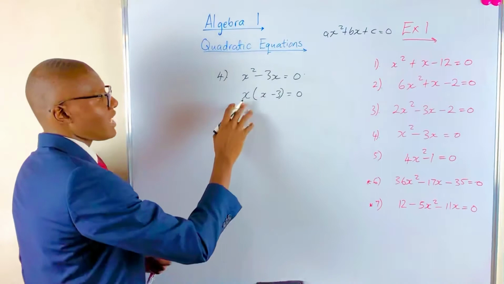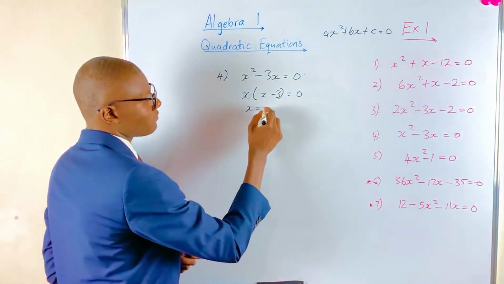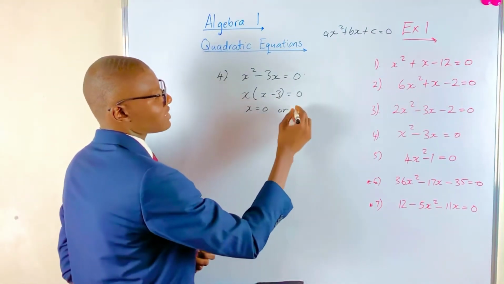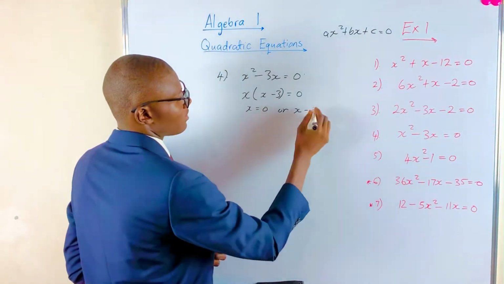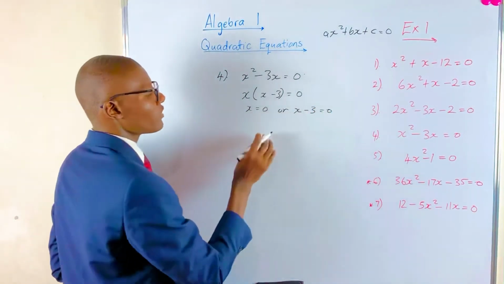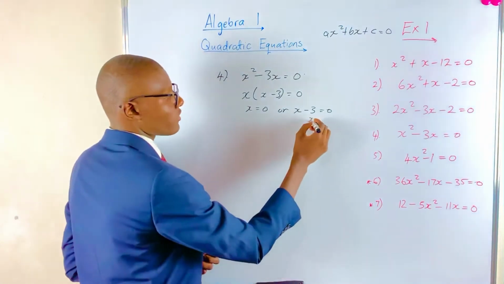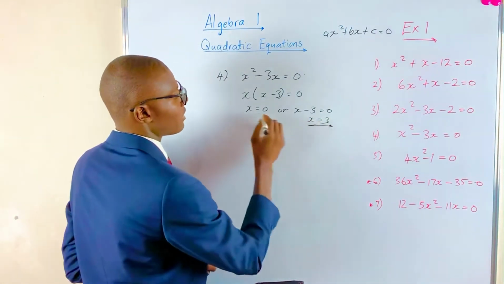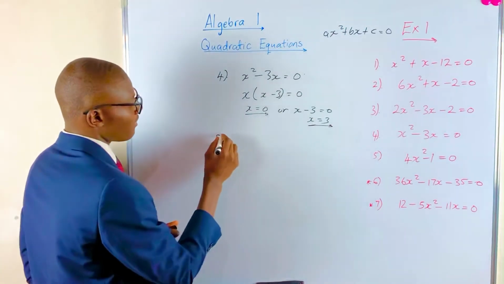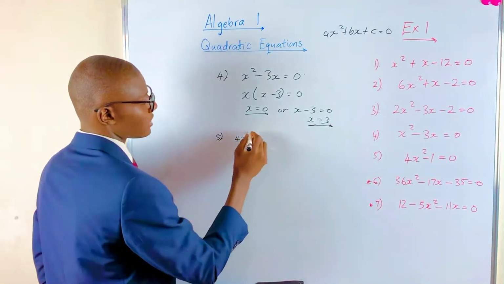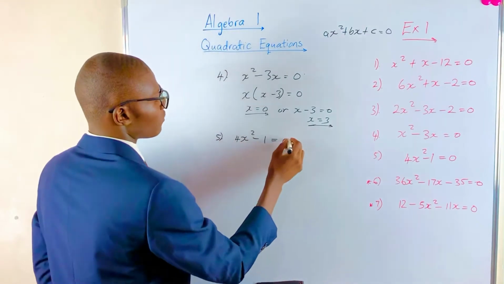And then we can say either x is equal to 0 or x minus 3 is equal to 0. X minus 3 is equal to 0, such that x would be equal to 0 or x is equal to 3. So this is how we simply do number 4. And then with number 5, we've got 4x squared minus 1 being equal to 0.